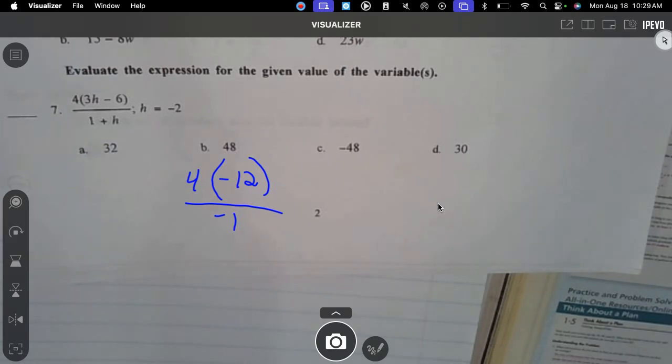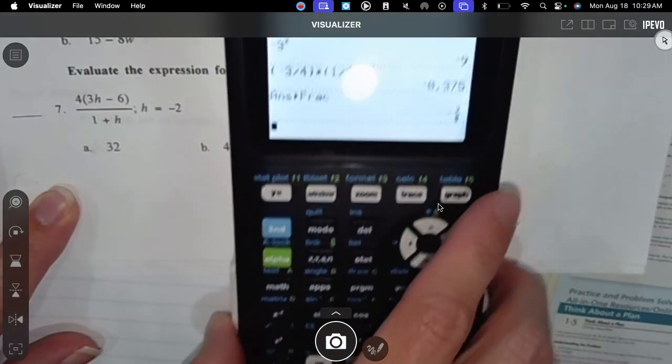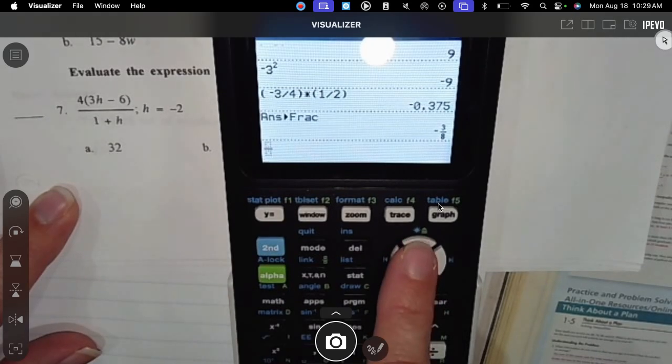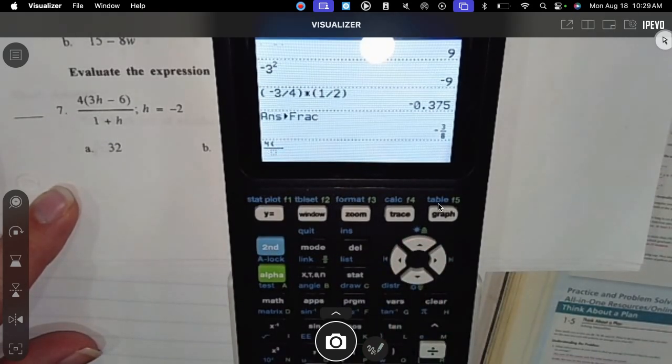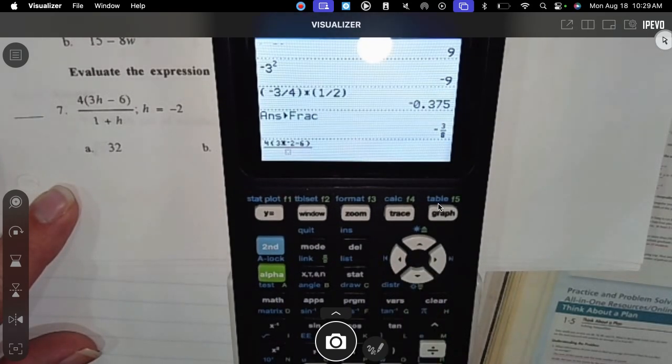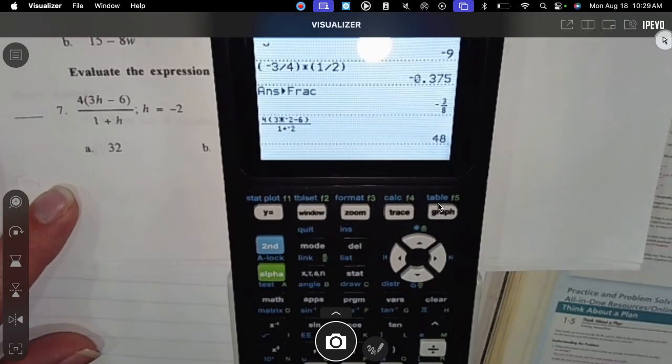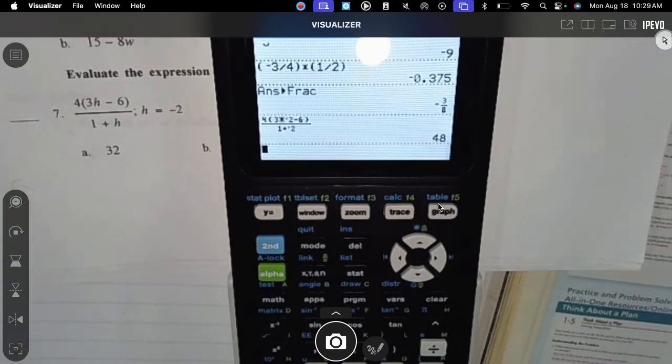It's just slowly working through. Look, if you have a newer calculator, if you press the fraction bar in the top, I would do 4 parentheses, 3 times -2 minus 6, over 1 plus -2. It gives you the whole thing. You have to have that fraction bar for it to do stuff like that. Sometimes if you type one little thing in wrong, you get the whole problem wrong. You need to be able to do that without the calculator. So the answer is B.